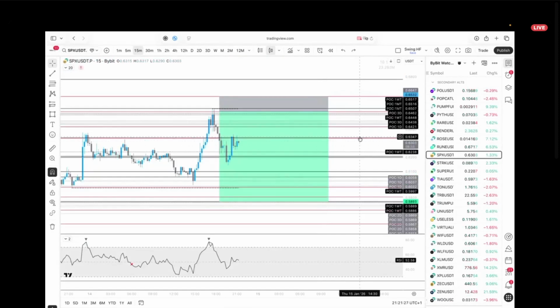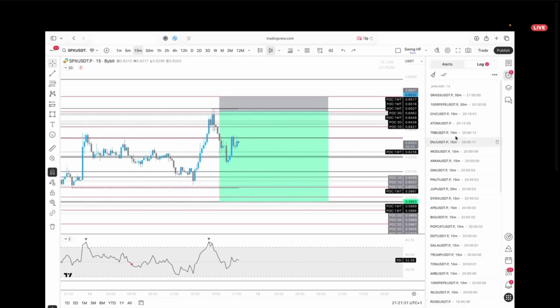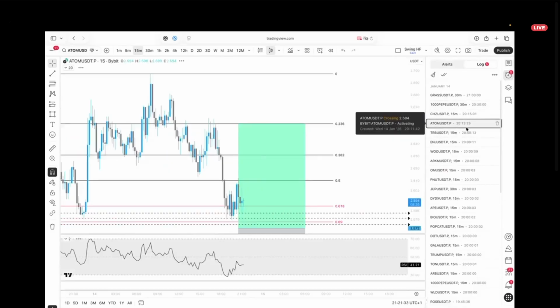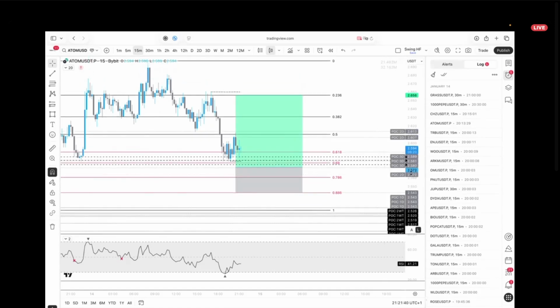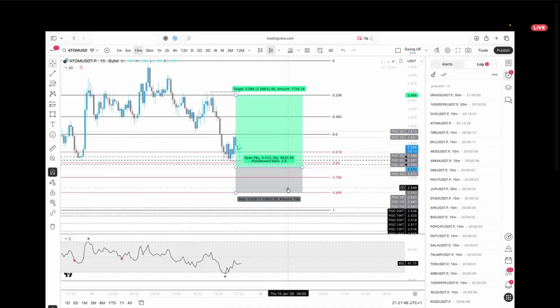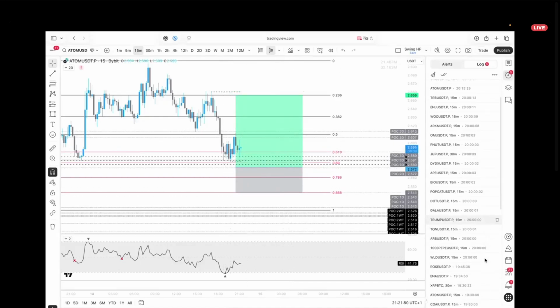Okay, then what also can we have here? Atom. So I have this one, but it's very risky. Okay, there you go with the POCs. We have just one POC to play. Okay, never mind with Atom.